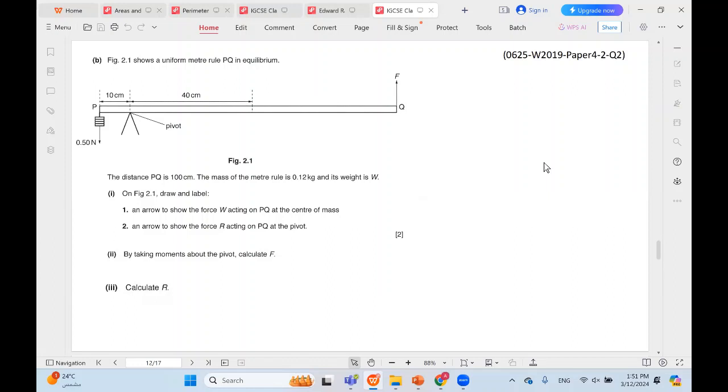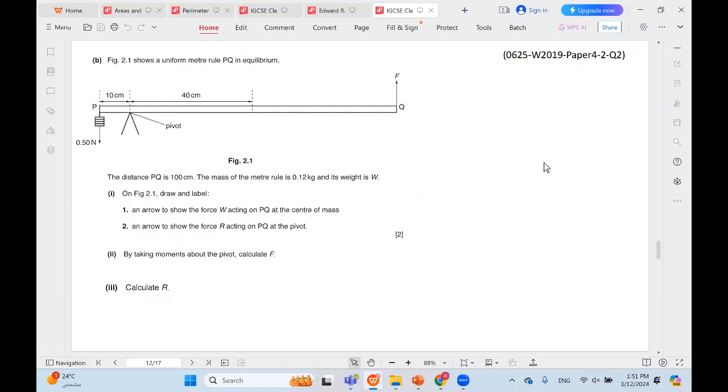Figure 2.1 shows a uniform meter rule PQ in equilibrium. The distance PQ is 100 centimeters. The mass of the meter rule is 0.12, and its weight is W. On figure 2.1, draw and label an arrow to show the force W acting on PQ at the center of mass.